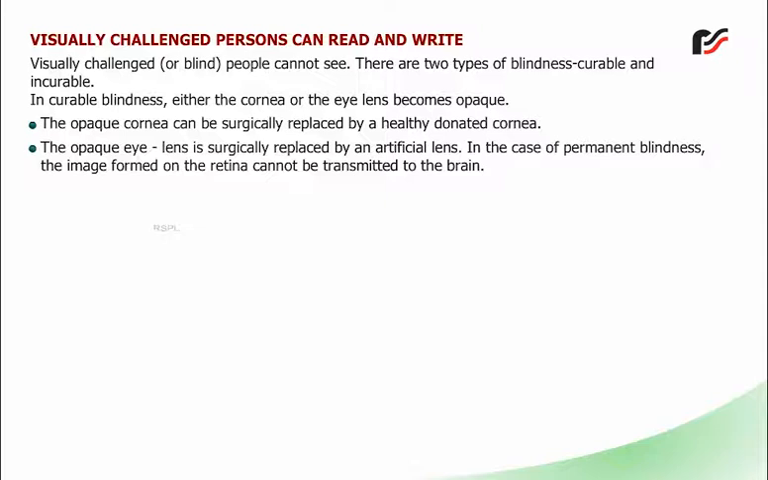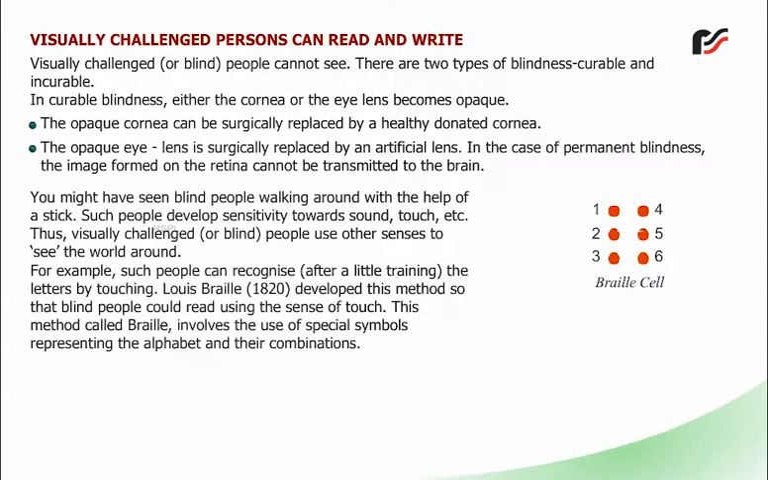In the case of permanent blindness, the image formed on the retina cannot be transmitted to the brain. You might have seen blind people walking along with the help of a stick. Such people develop sensitivity towards sound, touch, etc. Thus, visually challenged or blind people use other senses to see the world around. For example, such people can recognize, after a little training, the letters by touching.